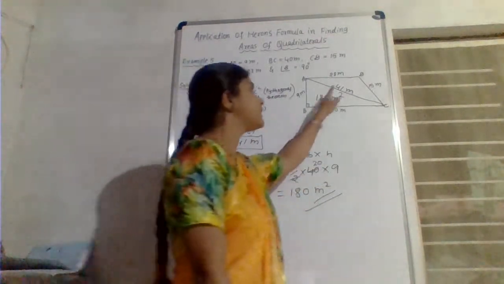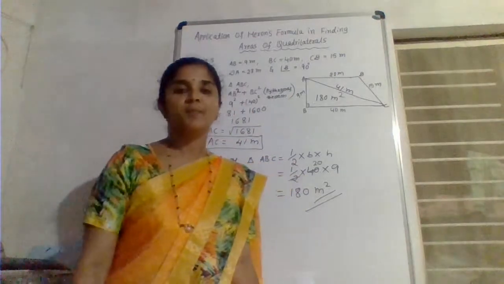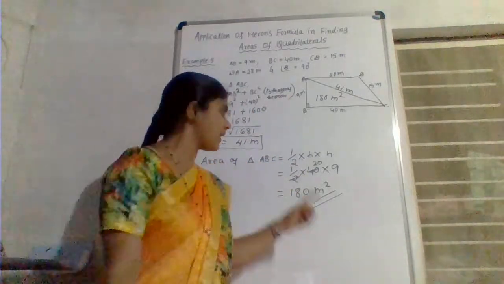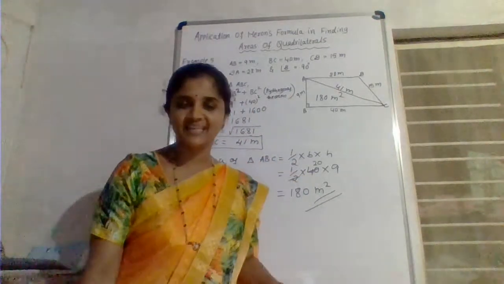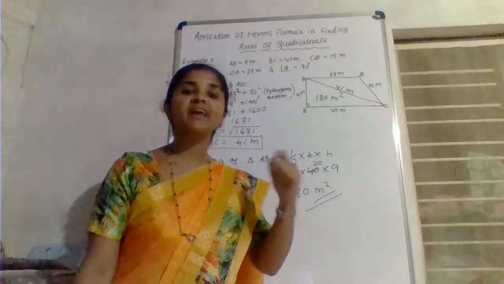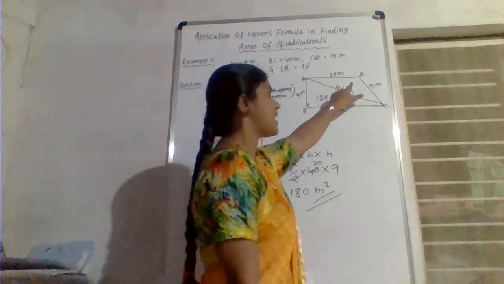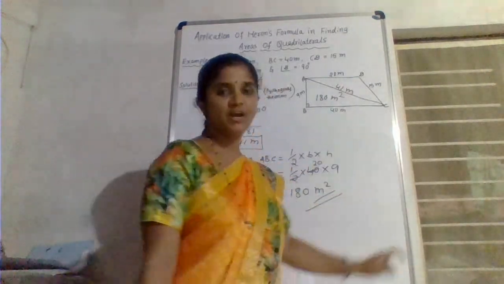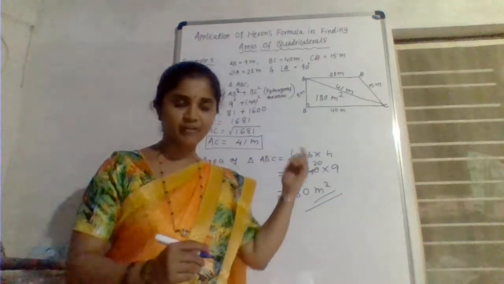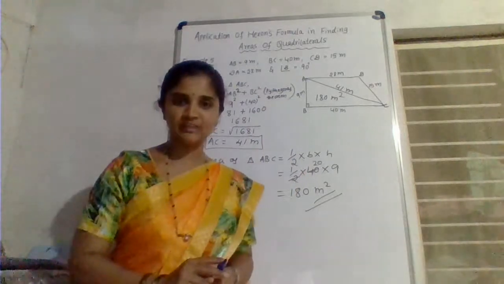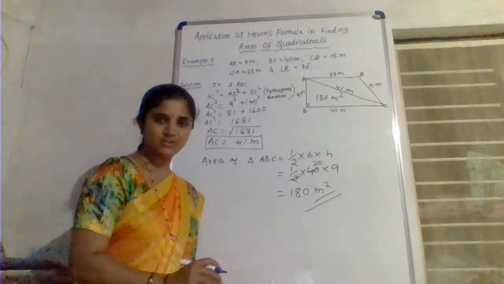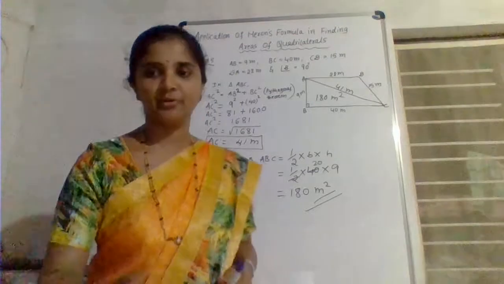Now we have to find the area of this triangle. But for that triangle we cannot use this formula because the height is not given. So for that we have one option, that is Heron's formula. Now we have to use Heron's formula to find the area of this triangle. Can we work that out using Heron's formula? The board is not sufficient, so I'll clean the board. Wait for a minute.